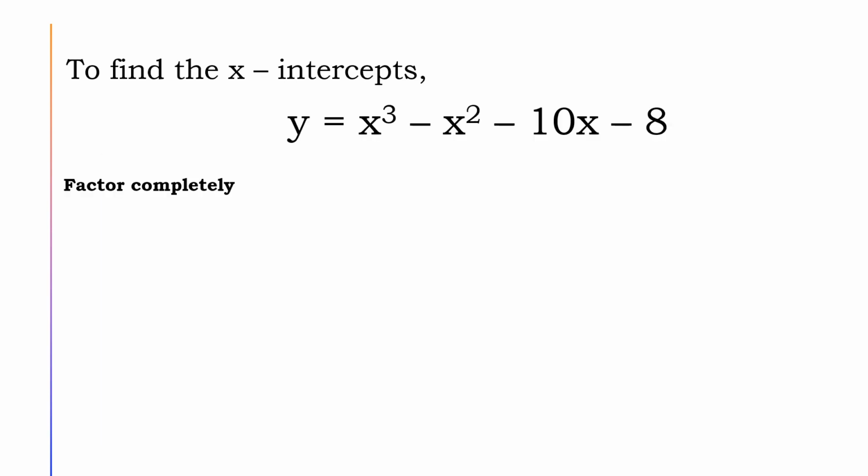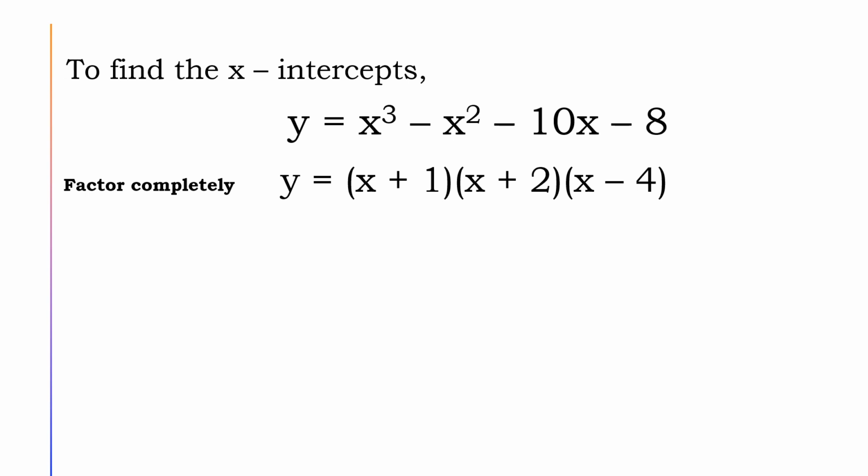So let us solve. To find the x-intercept of y equals x cubed minus x squared minus 10x minus 8, since ang given natin ay hindi pa naka-factored form and we need to find the x-intercept, kailangan muna natin siyang i-factor. So let us factor this completely. So you may use synthetic division, remainder, and factor theorem. It's up to you. Okay, so the factored form of this polynomial function is y equals the quantity of x plus 1 times the quantity of x plus 2 times the quantity of x minus 4.